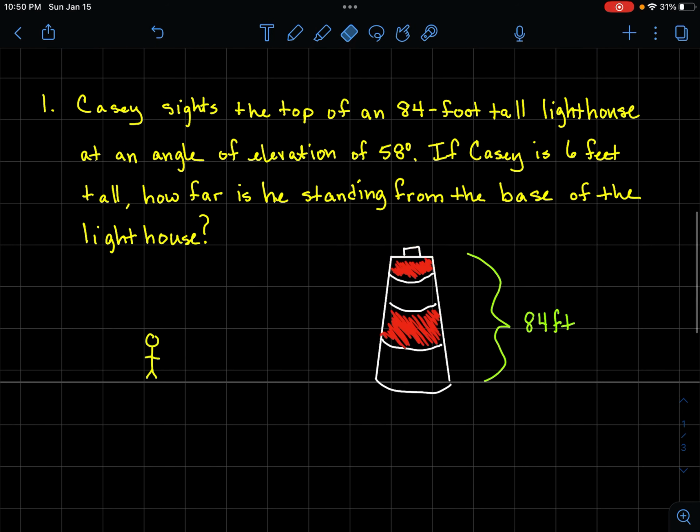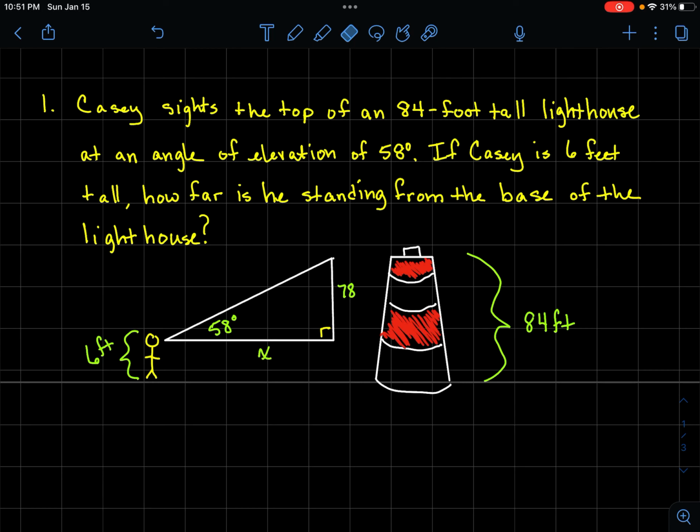Well, let's get some illustrations here. Be creative. Here's our 84-foot tall lighthouse, and there's Casey standing there. With that line of sight, we've got an angle of elevation, the bottom angle of our triangle here is 58 degrees, but we notice that Casey is 6 feet tall, so we're taking 6 feet away from the 84 feet that is included in the lighthouse. So we take the 84, subtract the 6 feet. That means the height of this triangle from our line of sight is going to be 78 feet. And then the real question is, how far is he standing from the lighthouse?